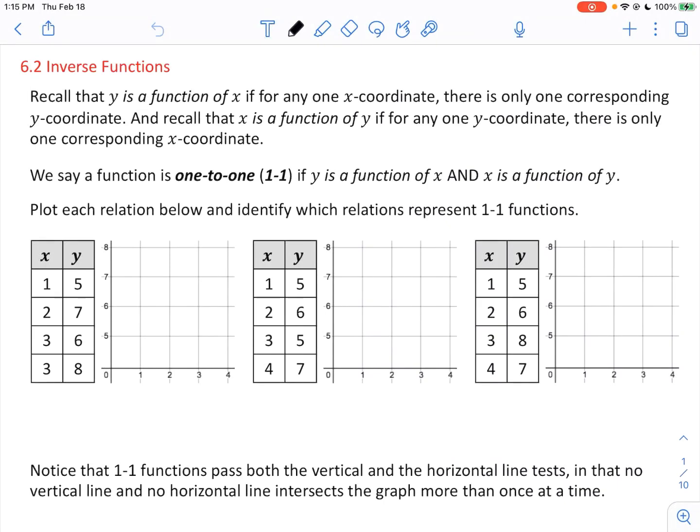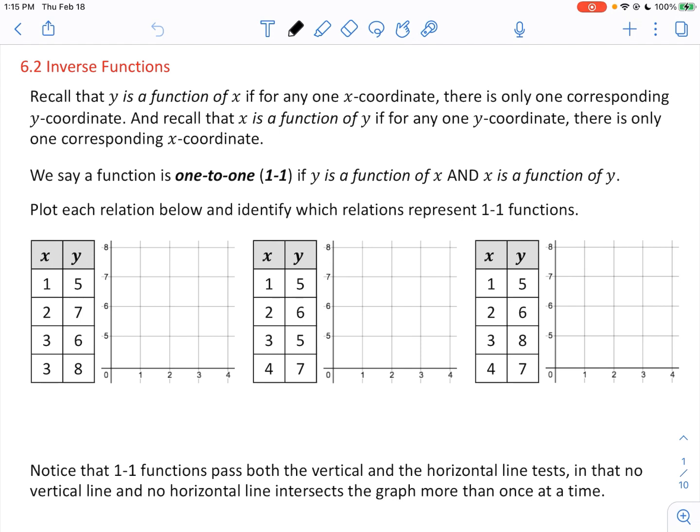Recall that y is a function of x if for any one x coordinate there is only one corresponding y coordinate. And recall that x is a function of y if for any one y coordinate there is only one corresponding x coordinate. We say a function is 1-to-1 or 1-1 if y is a function of x and x is a function of y. Plot each relation below and identify which relations represent 1-to-1 functions.